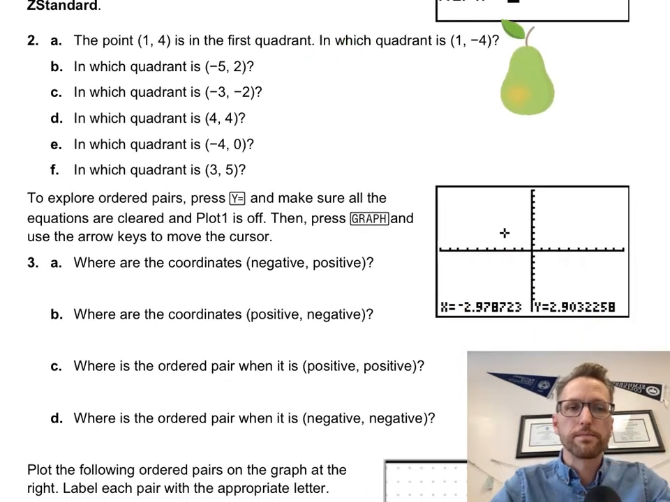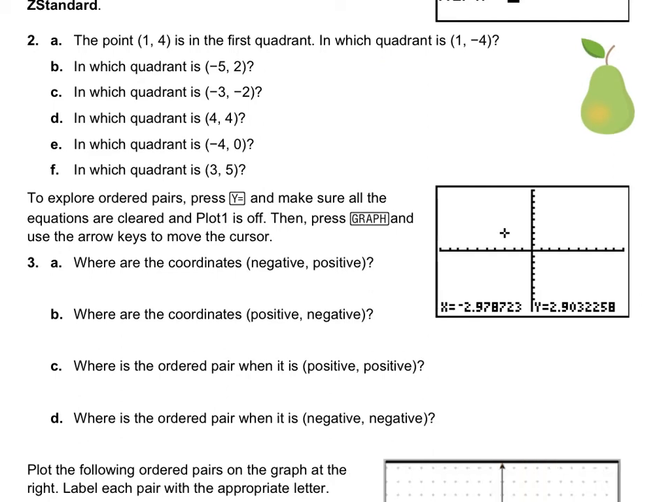number 2 here. And now you could only hear me and not see me. So in number 2, the point 1 comma 4 is in the first quadrant. Wonderful. So let's do a few of these together, and then you'll pause the video and do the rest yourself.